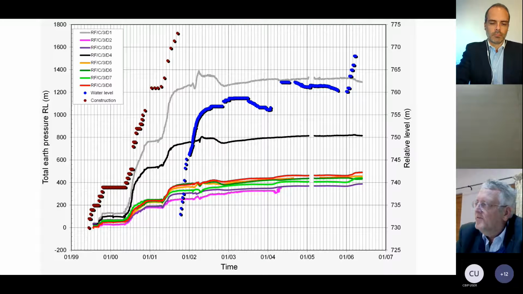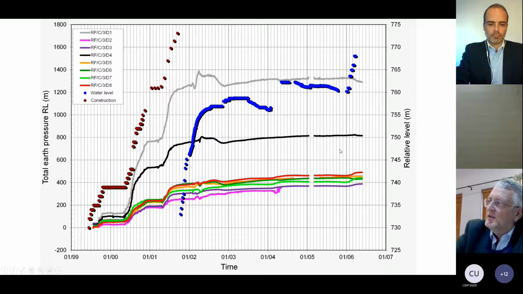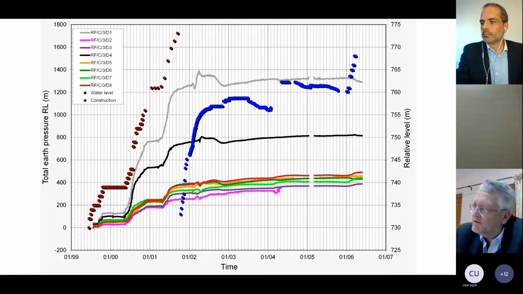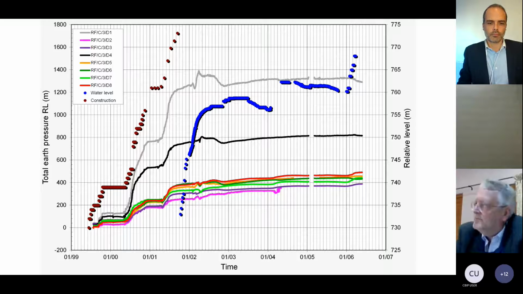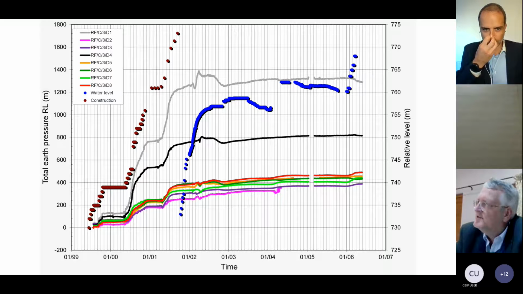So if one looks at the results of the total pressures, and many people make this mistake where they just look at the total pressures from the earth pressure cells. The brown here is the embankment as it was constructed. The blue is the water level. The rest are the total earth pressure values. If you look at it, there's no issue for this particular cluster.